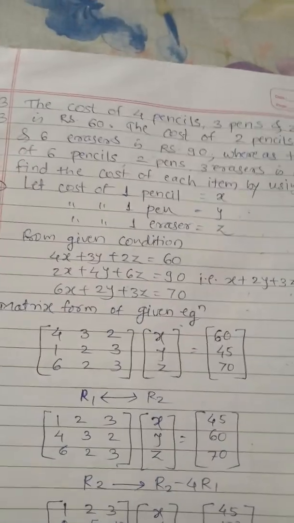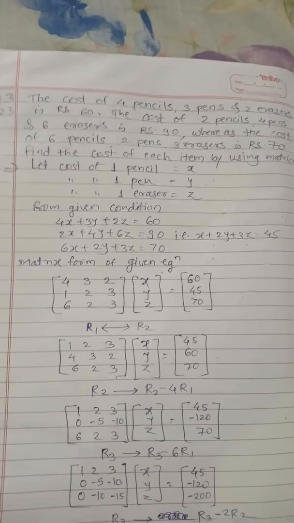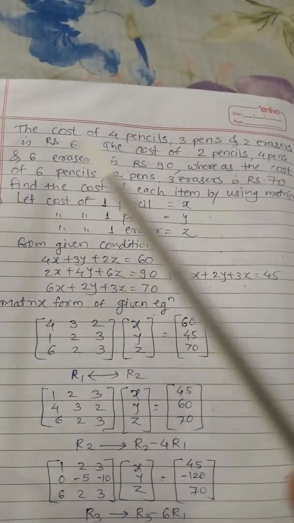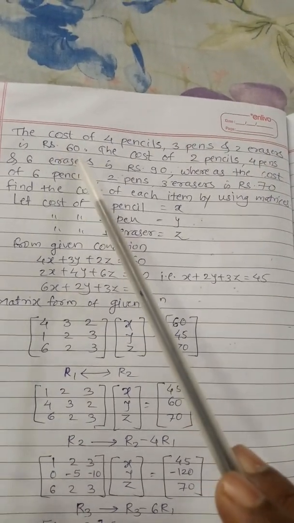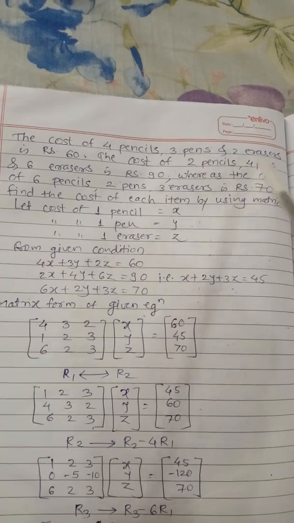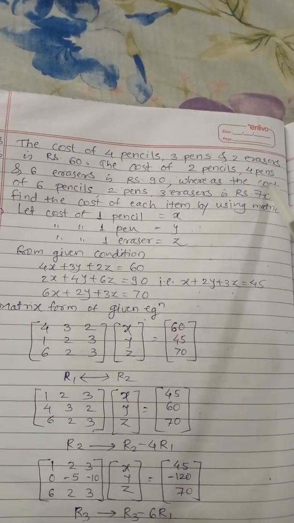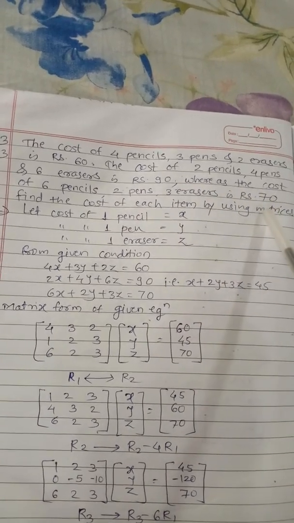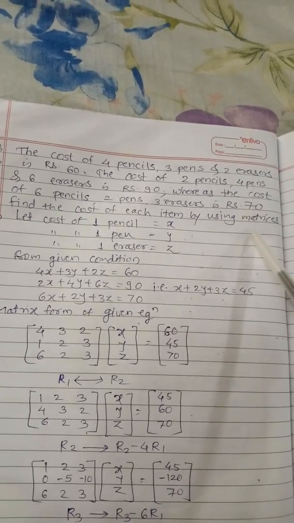Now we're going to solve the word problems. Questions number 3, 4 and 5 consist of word problems. So the question is, the cost of 4 pencils, 3 pens and 2 erasers is rupees 60. The cost of 2 pencils, 4 pens and 6 erasers is rupees 90. And the cost of 6 pencils, 2 pens and 3 erasers is rupees 70. We have to find out the cost of each item by using matrices.